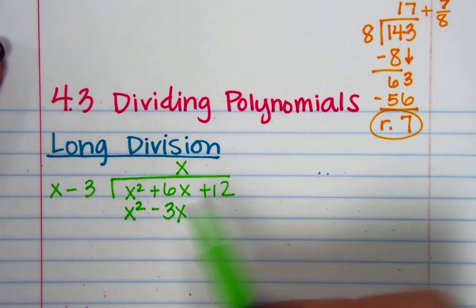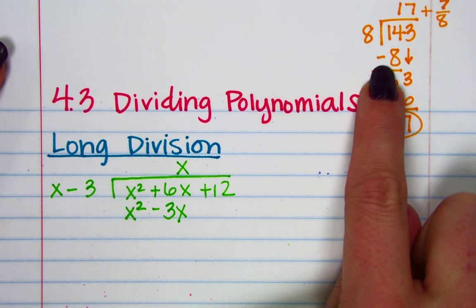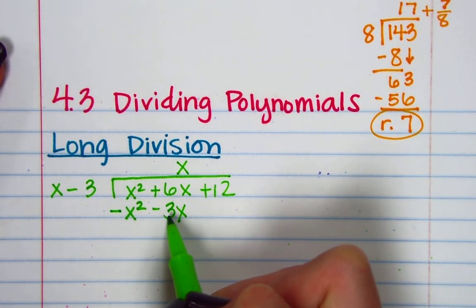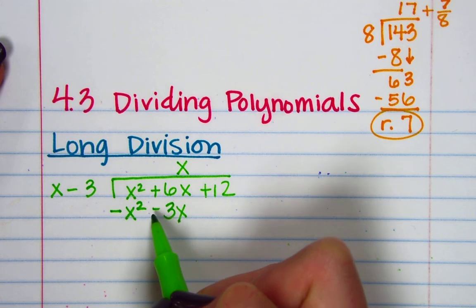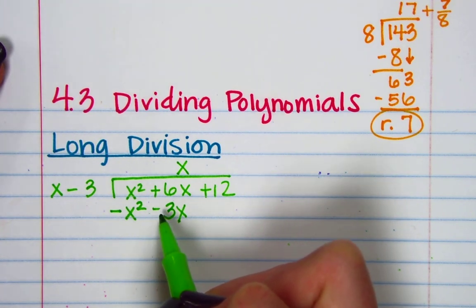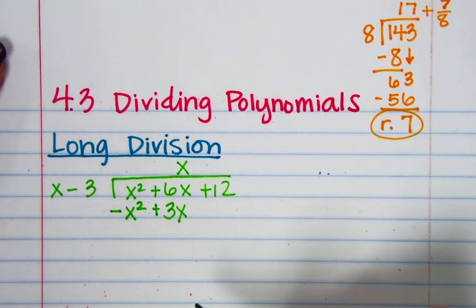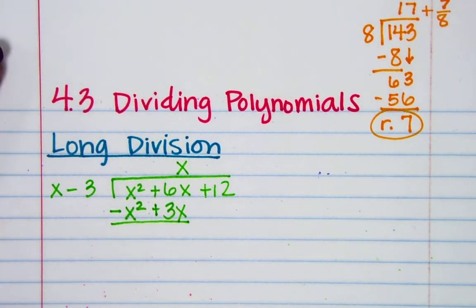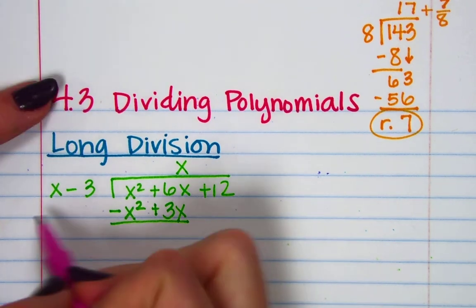Then we subtract. We need to subtract x squared. We need to subtract this negative 3x as well. It's already negative, so subtracting a negative becomes positive. I'm going to make a little note on here to change the sign. You'd probably wonder where I got that plus 3x. It's because we changed our sign.